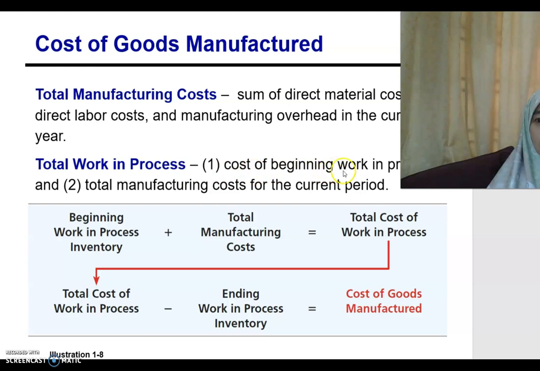So these are the cost of beginning work in process and the total manufacturing cost for the current period. So you have the beginning work in process inventory, and then add the total manufacturing cost. That will be the total cost of work in process, and then you less the ending work in process. So you will get the cost of goods manufactured. So that is your cost of goods manufactured.